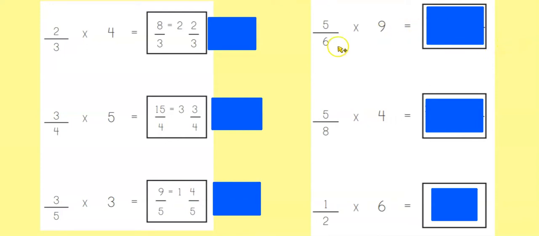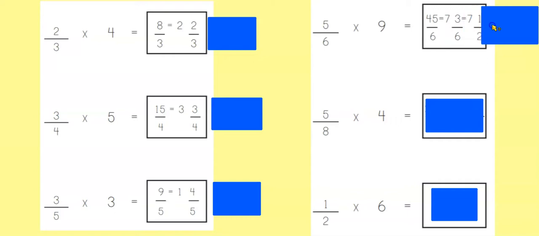5/6 times 9 then. Again, they're going to remain sixths. We're not changing the size of the pieces, so the denominator is the same. And then we're going to have 9 times as many pieces, so 9 times 5 is 45. 45/6 is a very, very top-heavy and improper fraction. And if you wanted to simplify it, you can do it in stages there. So it would end up being 7 3/6, which is the same as 7 1/2 if you wanted to challenge yourself.